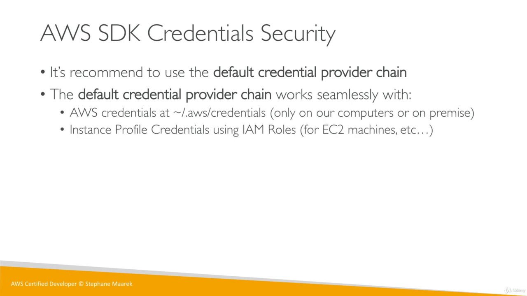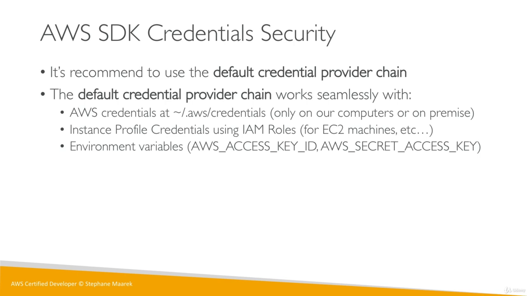If you use an EC2 machine and you use IAM roles, then you can use the instance profile credentials, and the SDK again automatically will look for these credentials. And finally, a little bit less recommended, but still used in some places, you can use environment variables, AWS access key ID and AWS secret access key. These environment variables that I don't really recommend still work with the SDK.